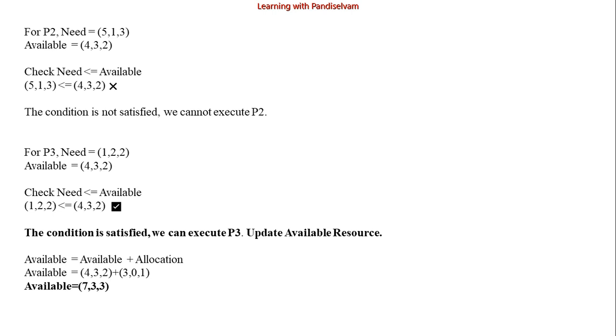Once the condition is satisfied, we can proceed with P3. After the completion of P3, P3 will return all its resources, so we should update the available resources. Available is equal to available plus allocation. Already available resources are 4, 3, 2.